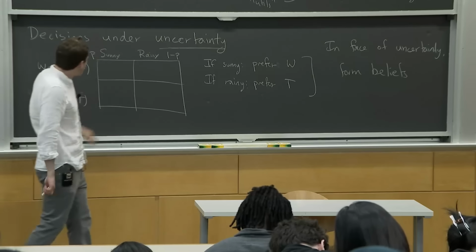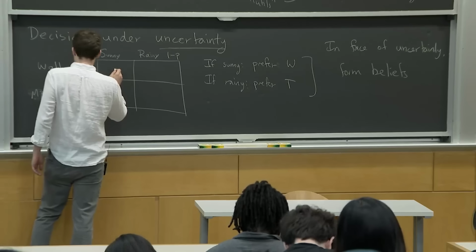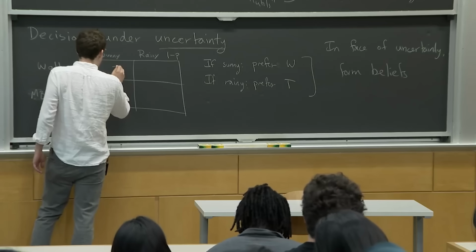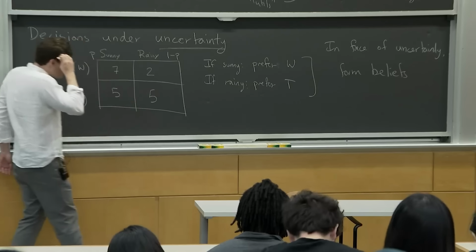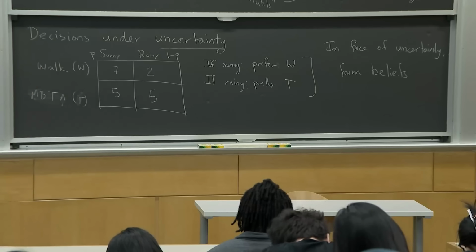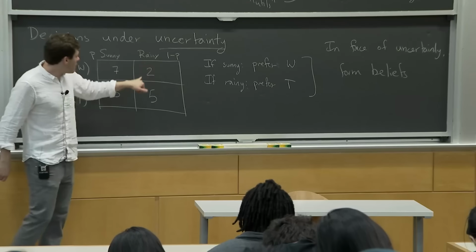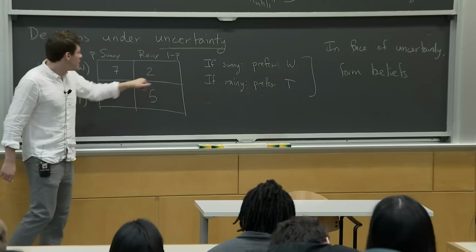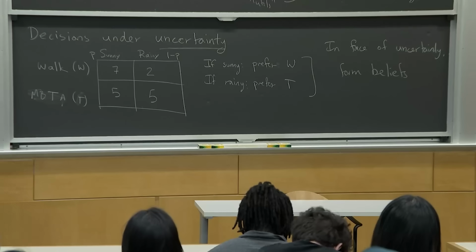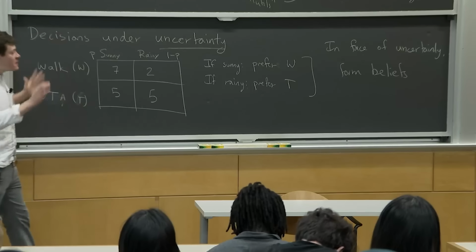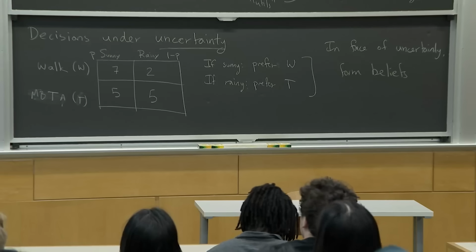Okay, and now I'm going to fill in some utilities here. I'm going to say 7, 2, 5, 5. So this is a representation of my preferences, and indeed, when it's sunny, I prefer walking to taking the T, and when it's rainy, I prefer taking the T to walking. Okay, so now we've written things down. Now I'd ask again, now we've specified our beliefs, which would you choose? How would you approach this choice?